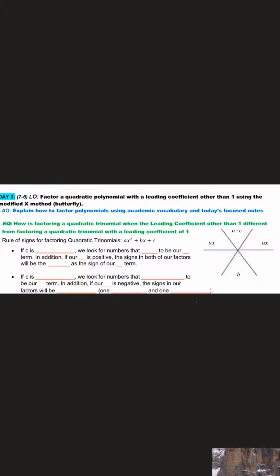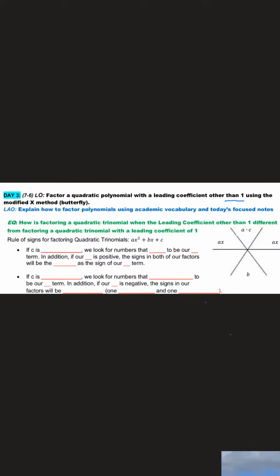Your learning objective is to factor a quadratic polynomial with the leading coefficient other than 1 using the modified x or the butterfly method. Your language acquisition objective is the same as before. Explain how to factor polynomials using academic vocabulary, today's focus notes. And our essential question is, how is factoring a quadratic trinomial when the leading coefficient is other than 1 different from factoring a quadratic trinomial with a leading coefficient of 1?